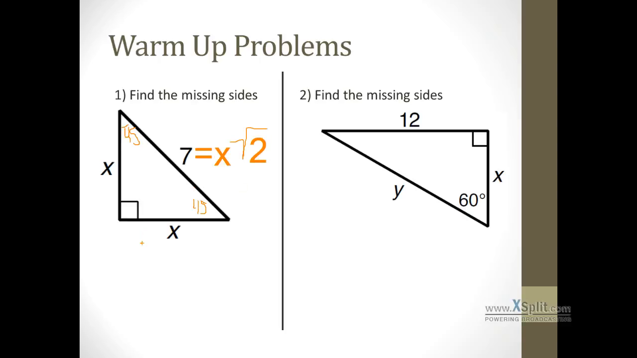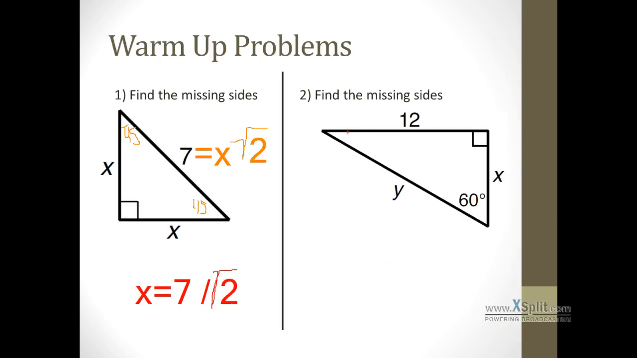All right? So if we want one of our missing sides, we could go ahead and divide both sides by square root of 2, and we could say something like x is equal to 7 divided by square root of 2. Tossing that in your calculator, go ahead and do that. You should get a 3 point something. I don't remember off the top of my head. I think it's 3.494, somewhere around there. You should get about that for that side.